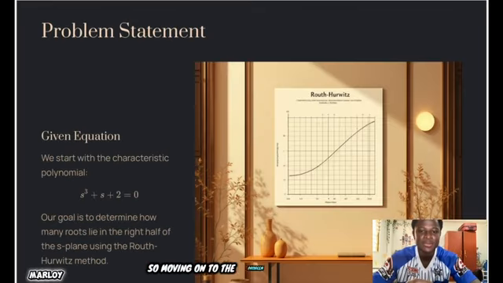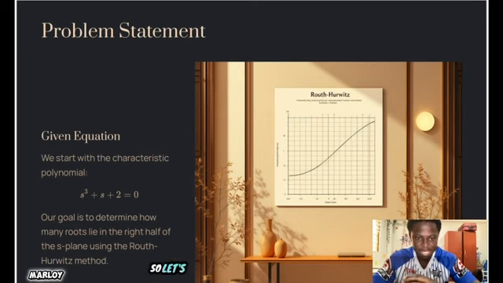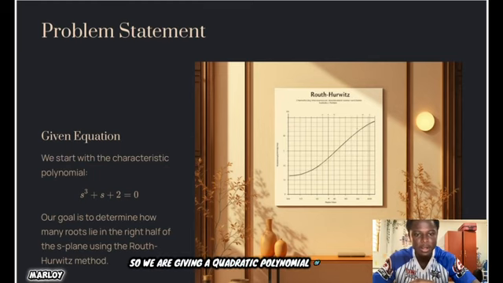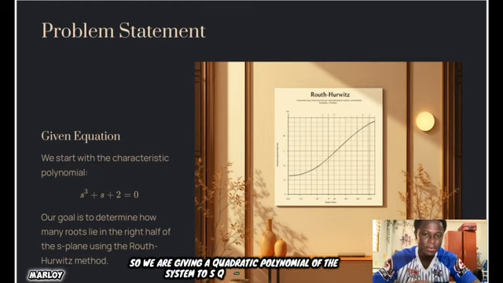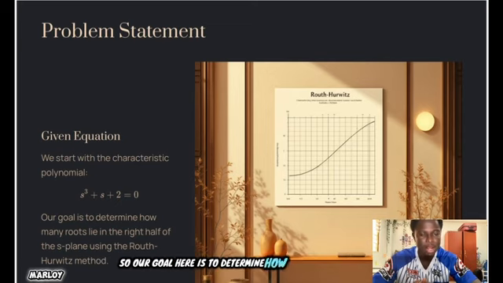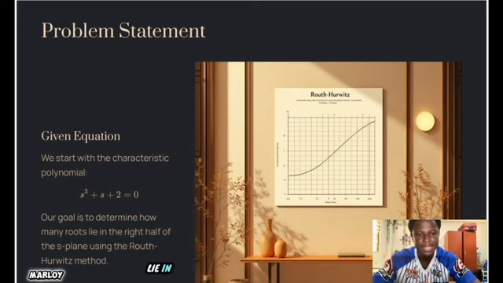So moving on to the problem statement, we understand why this analysis is critical. So let's define our problem precisely. We are given a characteristic polynomial of a system to be s cubed plus s plus 2 equals 0. Our goal here is to determine how many roots of the polynomial lie in the right half of the complex s-plane. So why does this matter, if you may ask?